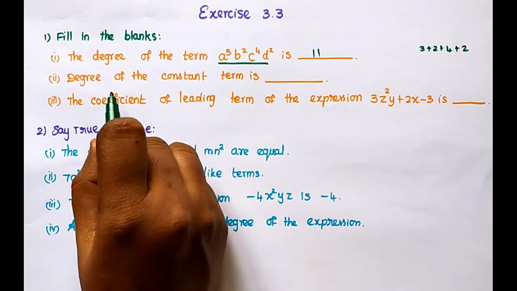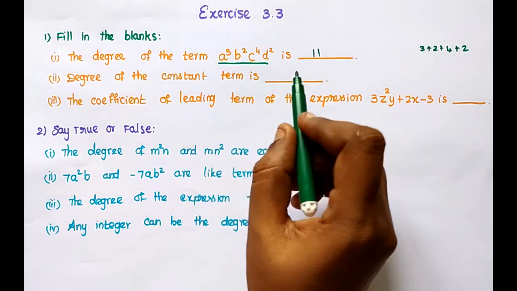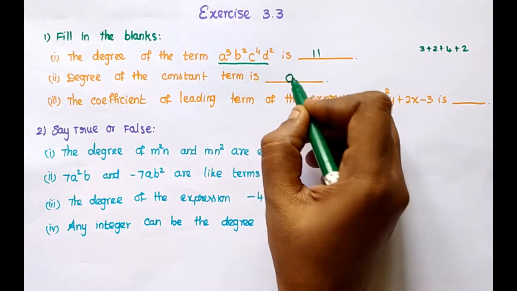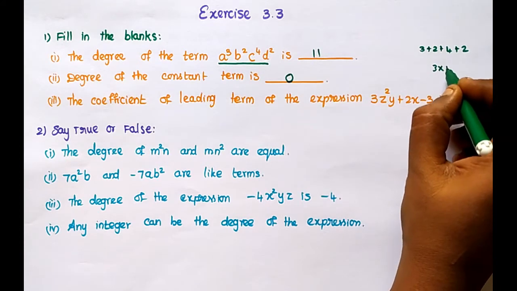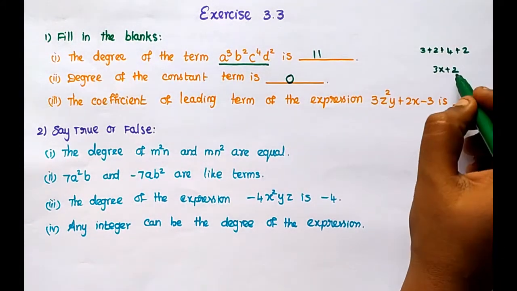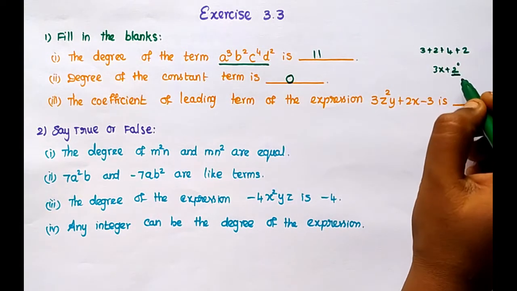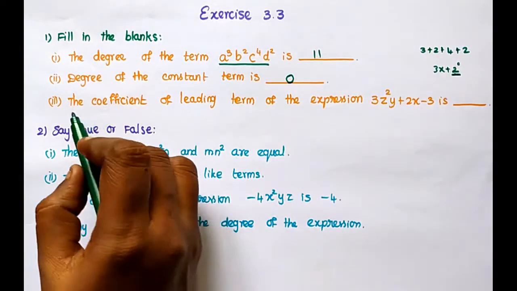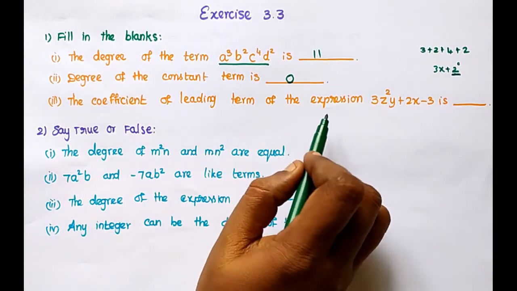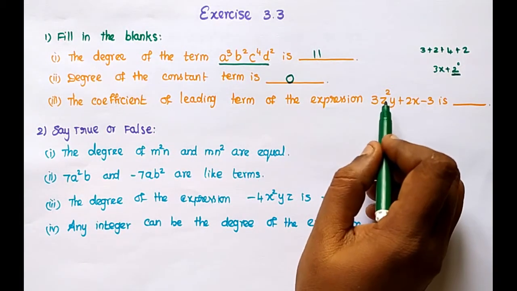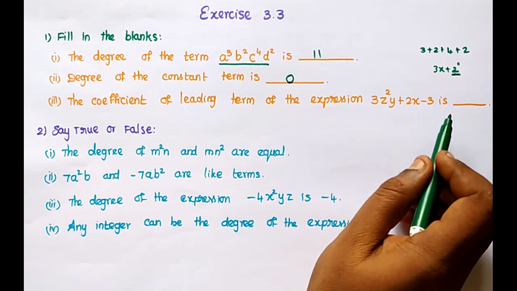Next one, the degree of a constant term is, what's that? 0. Any constant term, like 3x plus 2, its degree is 0. Okay, next, the coefficient of the leading term of the expression 3z squared y plus 2x minus 3 is dash.